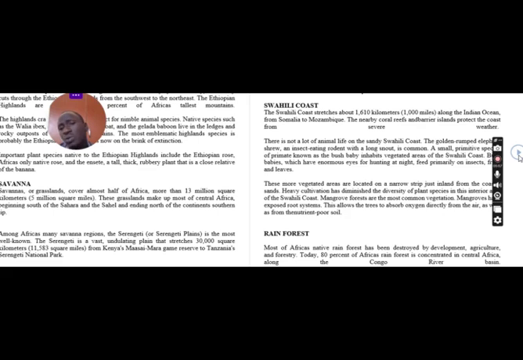Then we have what we call the Swahili Coast. When we talk about the Swahili Coast, it reaches around 1,610 kilometers, in other words around 1,000 miles, along the Indian Ocean from Somalia to Mozambique. This one has different features around it, for instance the coral reefs and islands that tend to protect the coast from severe weather conditions.